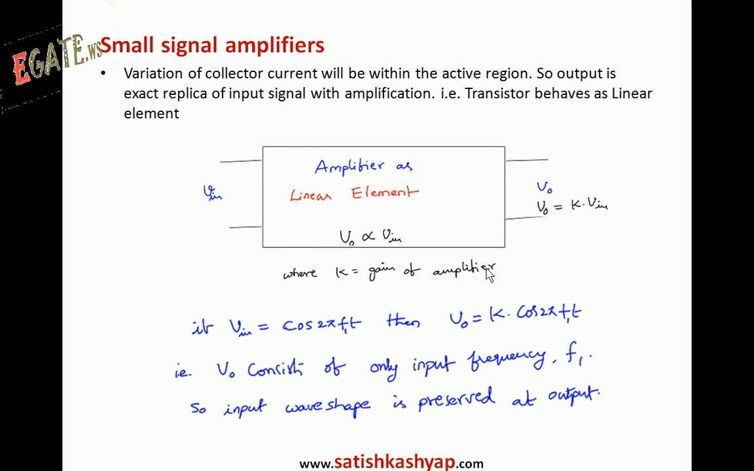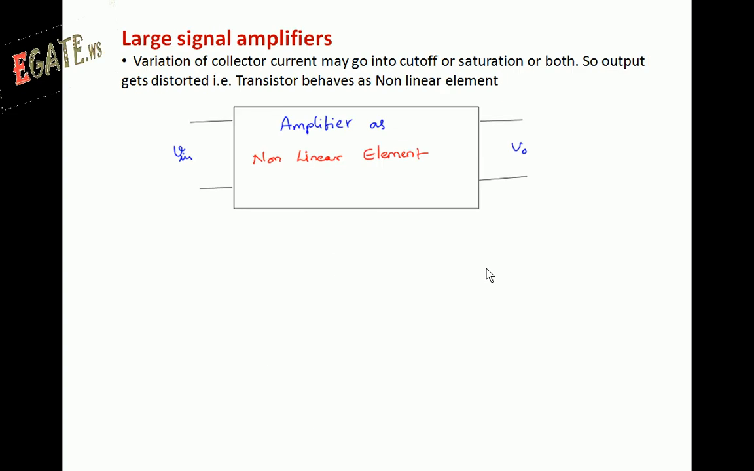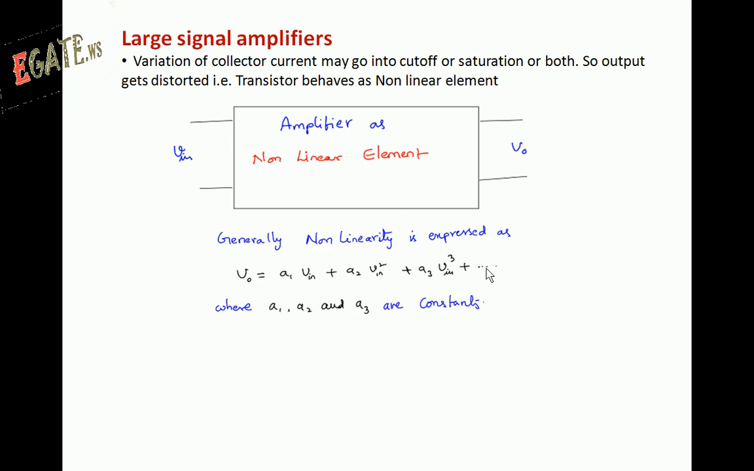So input wave shape is preserved at the output side. What happens in case of large signal amplifier if you apply the same input signal? We know large signal amplifier transistor acts as a non-linear element. General nonlinear equation is going to be defined like this: V0 is equal to A1 times of Vin plus A2 times of Vin square plus A3 times of Vin cube. Like that we can extend, where A1, A2, A3 are treated as constants.